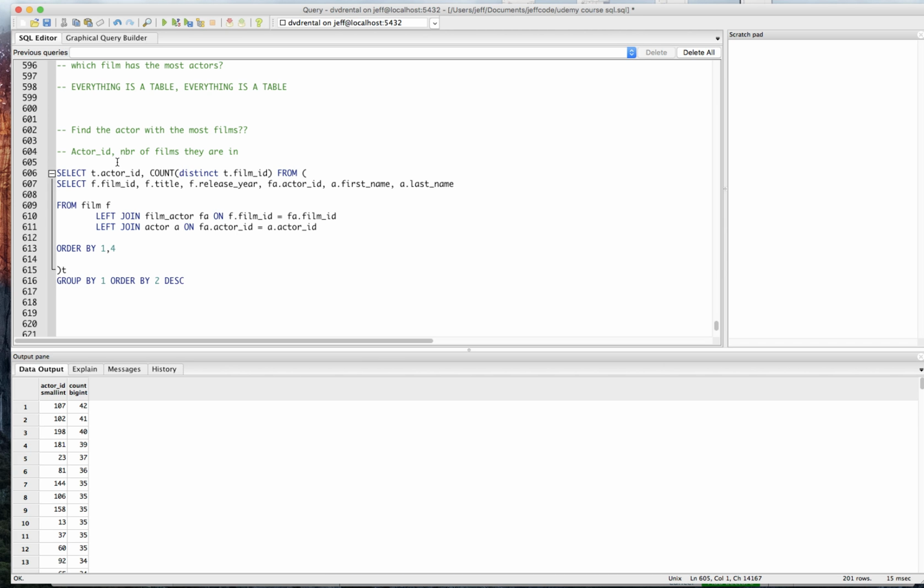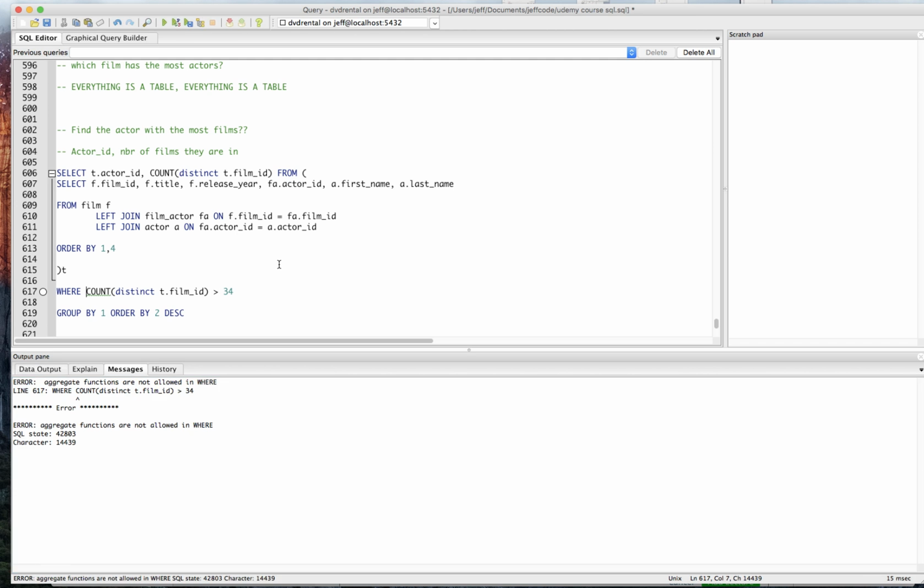And let's practice a little bit more. If we wanted to say, I only want to see actors who have been in at least 35 movies. So it'll just be these folks who have been in at least 35 movies. So before the group by, keep in mind we could use a where clause. But let's see what's going to happen here. We know this is counting the number of movies they were in. So if we say that is greater than 34, watch what happens. Aggregate functions are not allowed in the where clause. You can't use an aggregate in the where clause.